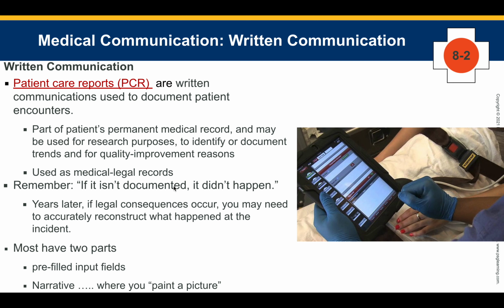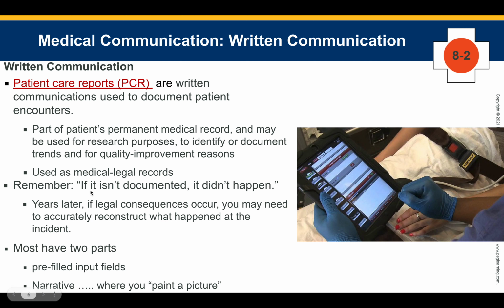We're going to talk about specifically how to do that in a minute, a couple of methods. With the PCRs, and I would say most are what we call ePCRs, or electronic PCRs, they basically have two parts. They have many, many pre-filled input fields, from everything from nature of illness to your scene size-up to the mechanism of injury, to, if there's a car accident, what parts of the car were damaged, all different things that we could fill in, different things for vital signs. That basically you put in what you had.